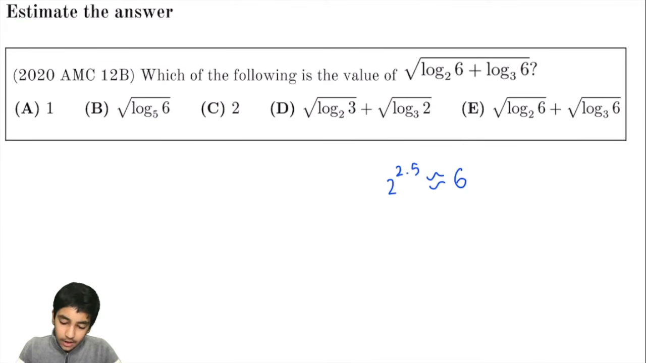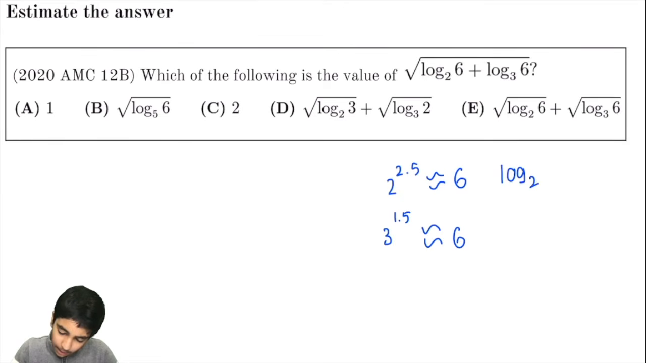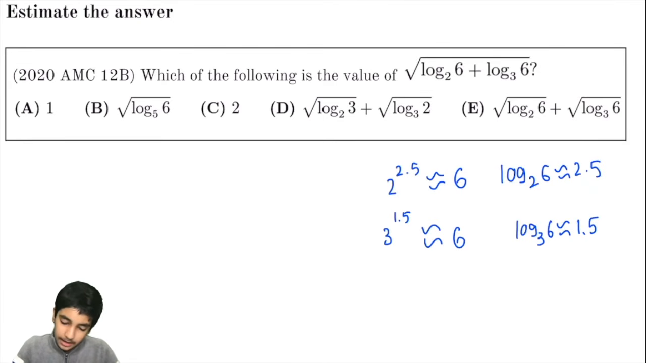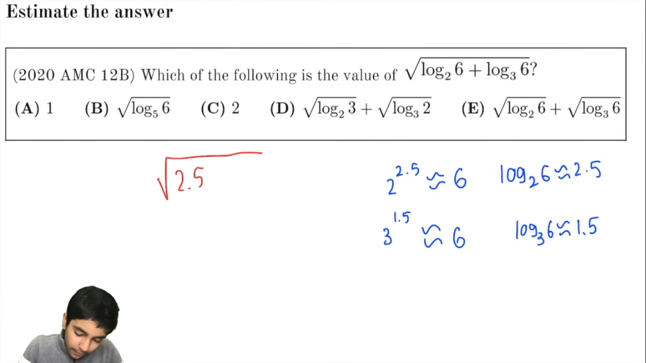So now, if log base 2 of 6 is about 2.5, what is log base 3 of 6? We can see that 3 to the power of 1 is 3, 3 to the power of 2 is 9, so it's going to be in between those two values. So 3 to the power of 1.5 is also going to be about 6, meaning that log base 2 of 6 is about 2.5, and log base 3 of 6 is about 1.5. By logarithm properties, the square root of this is going to be about 2.5 plus 1.5, which is going to be about 2.